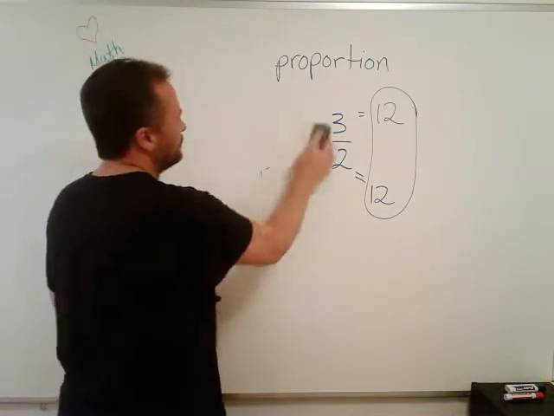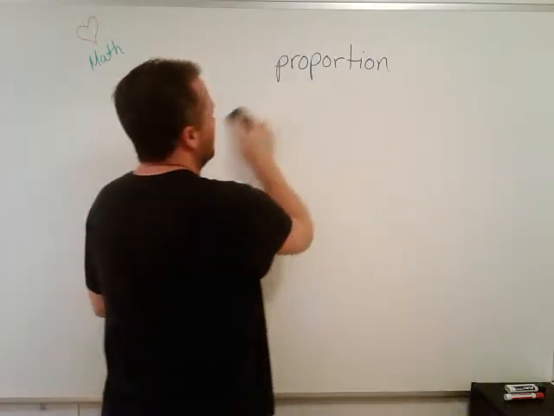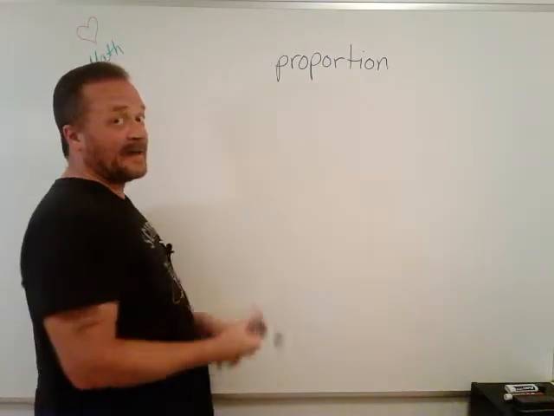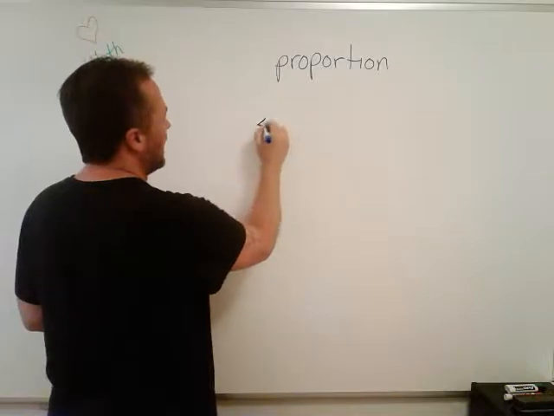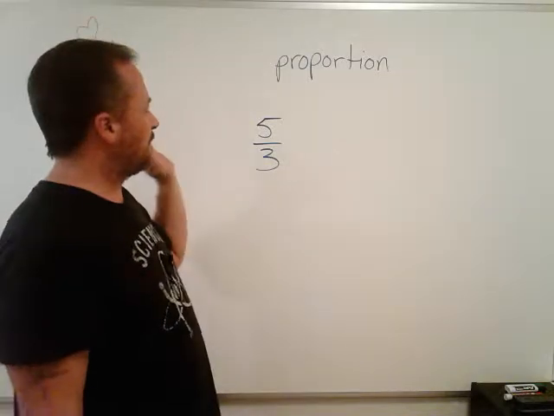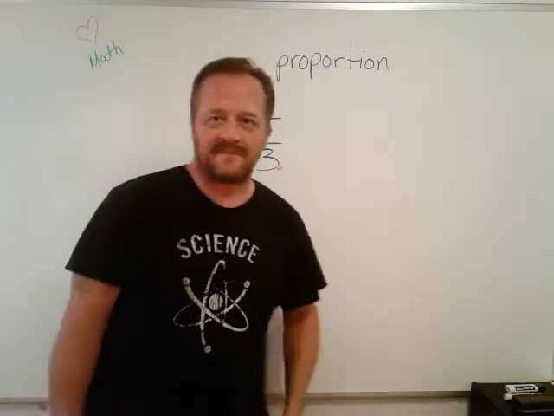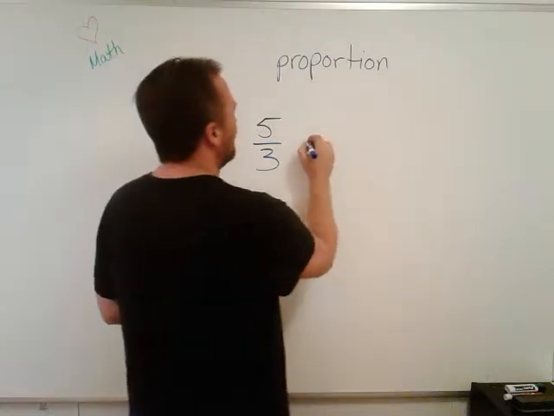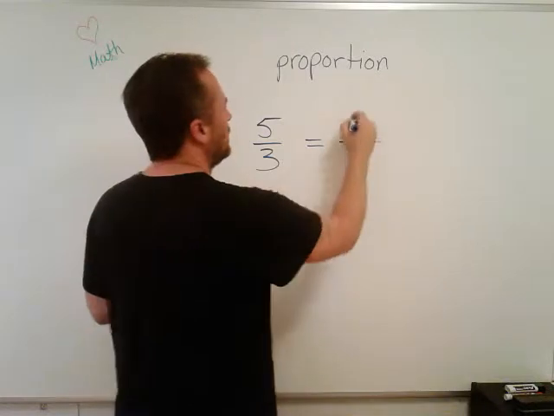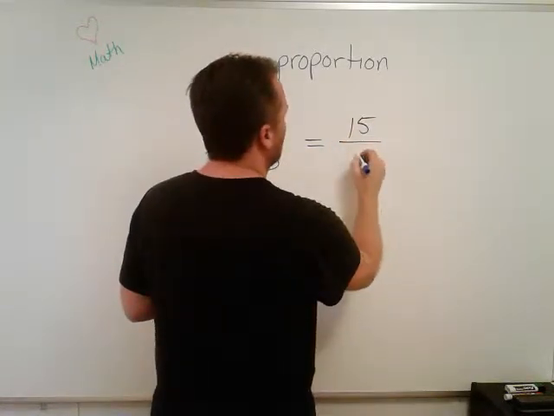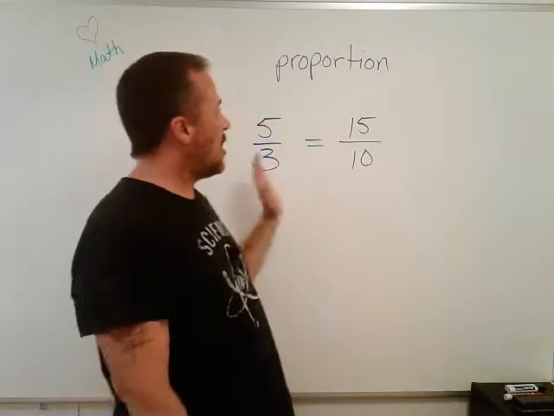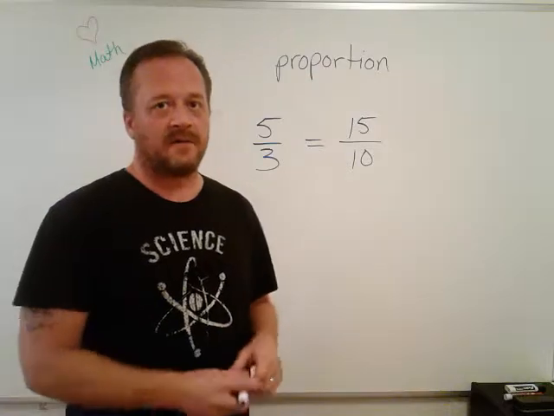Let's try one more. Let's go with another simple one, but not as simple. Let's have a ratio of 5 to 3. And again, that could be anything. That could be 5 mints to 3 M&Ms. Okay, it doesn't matter. I want to know, is this ratio proportional to 15 over 10? Is this a proportional relationship? Are these equivalent ratios? Okay?